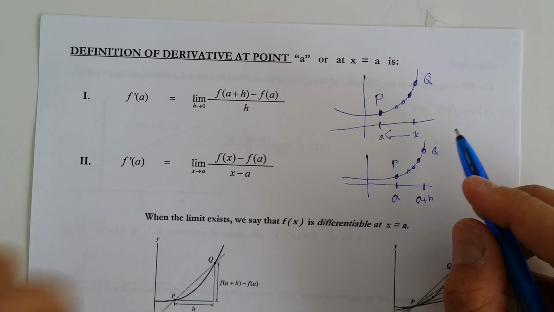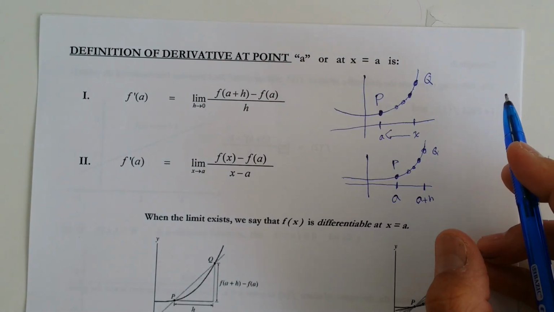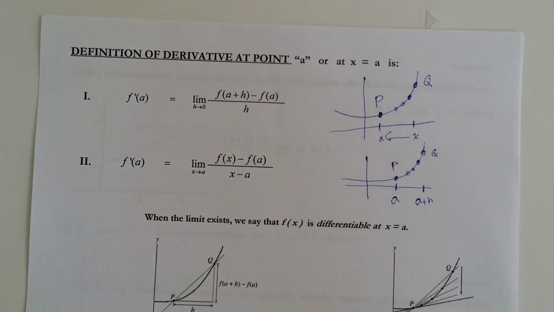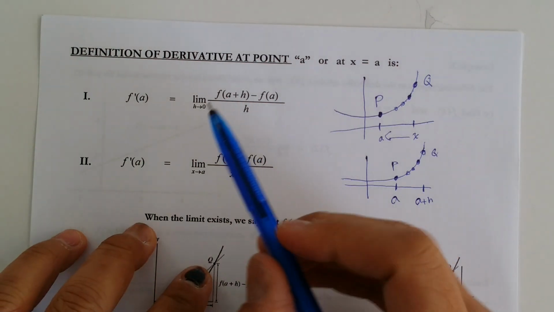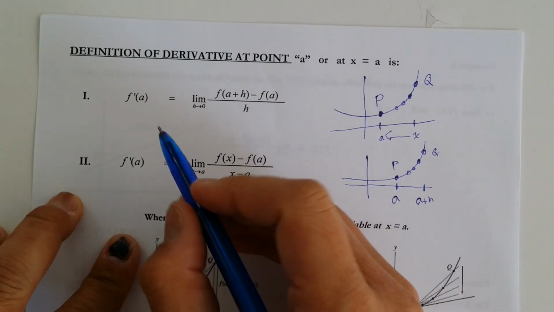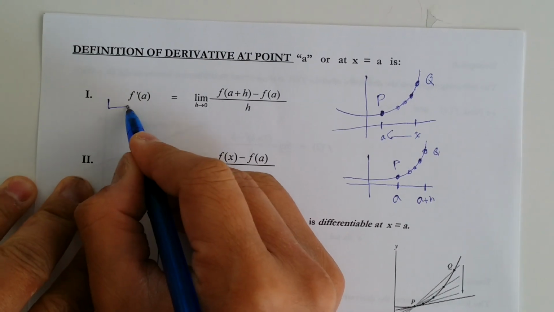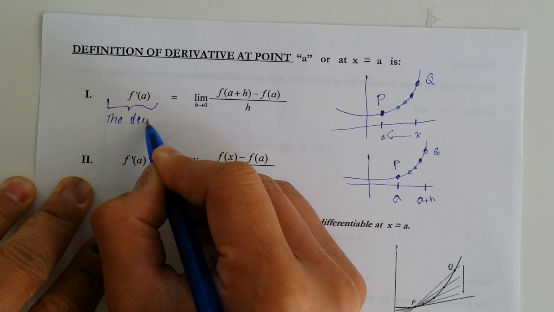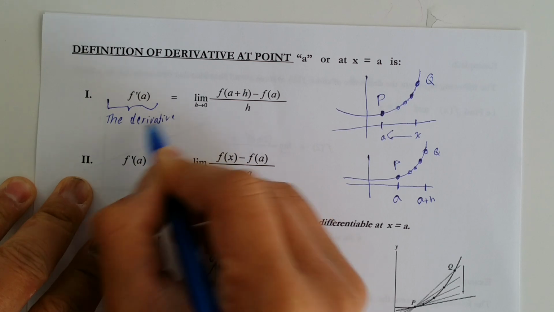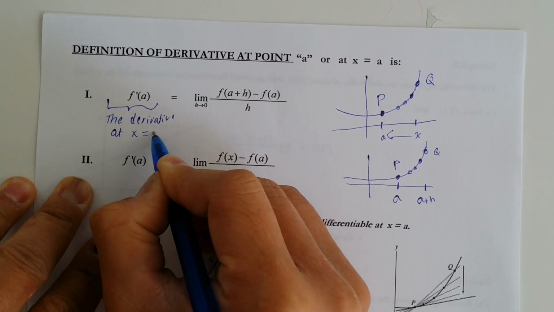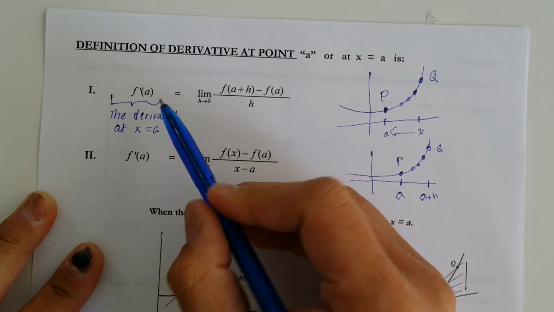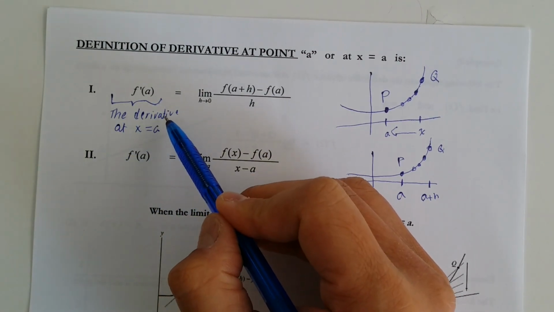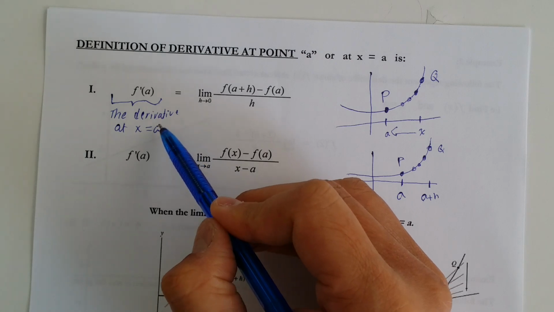So how do you find the value that represents the slope? Remember, slope is a number. Two ways to do it. So the slope, this symbol means the derivative at x equals a. That's what that symbol means, the derivative at x equals a. And remember, derivative is also slope at x equals a.